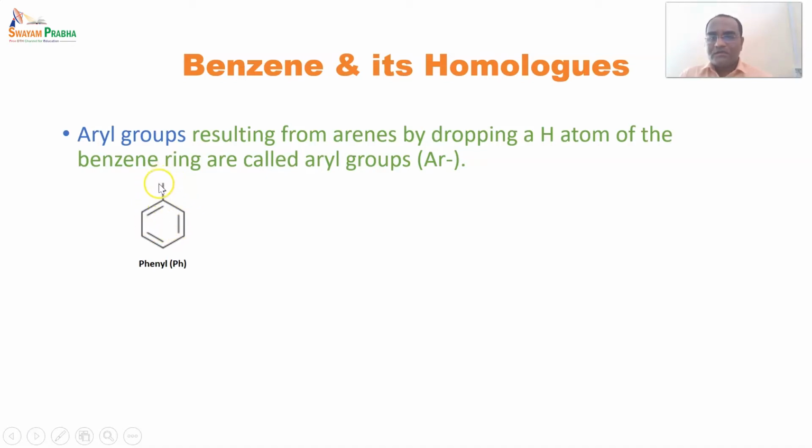So this aryl means what? A hydrogen has been dropped and it has been substituted with CH2, and for further bonding this carbon is available. So such a type of compound is said to be a phenyl.